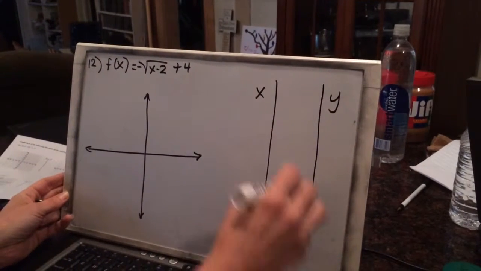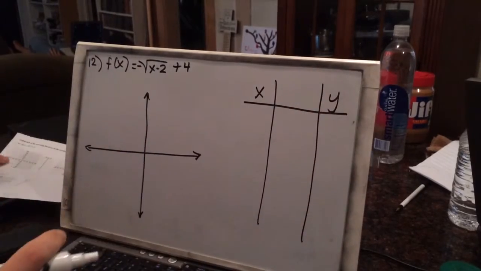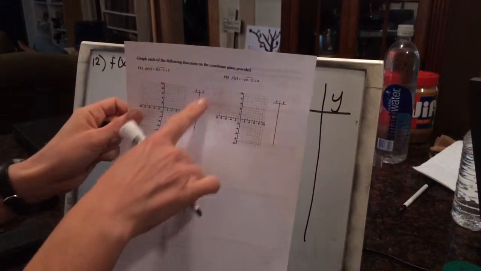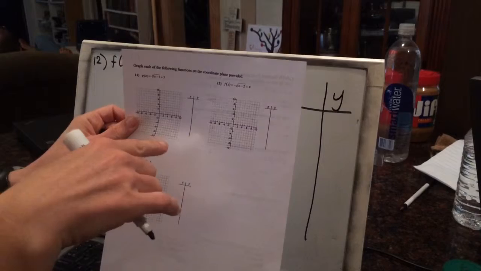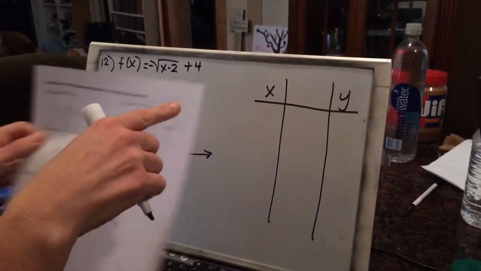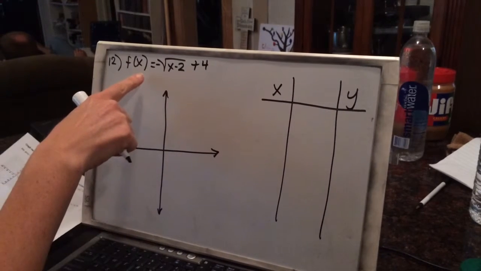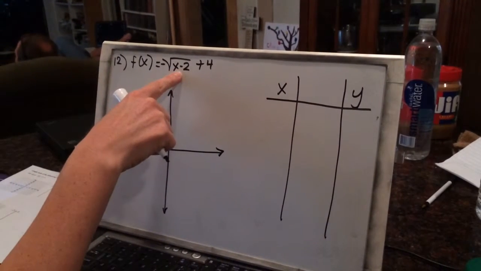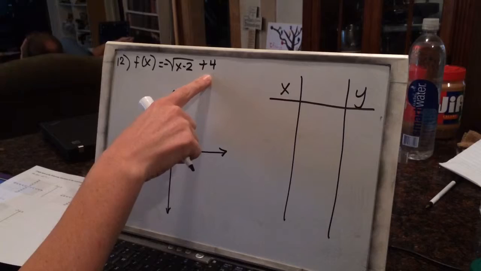Okay, Bailey, this is problem number 12. It's the problem right here on that page that you gave me. We're going to do this one real quickly, and I'm also going to send you a link, and you can look to see how to do others. This problem is the function f(x) equals the negative square root of x minus 2, plus 4.